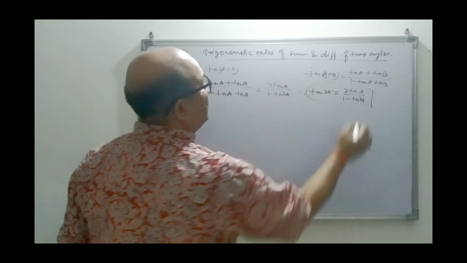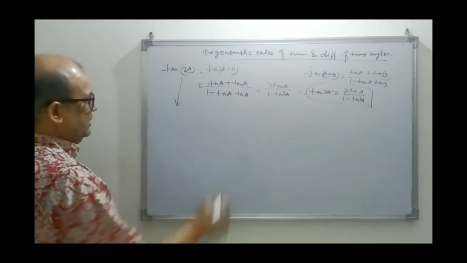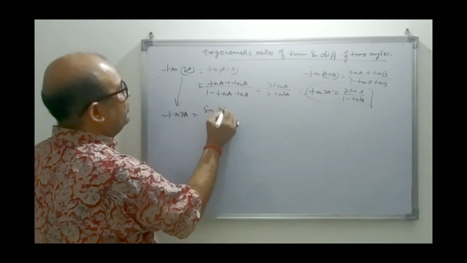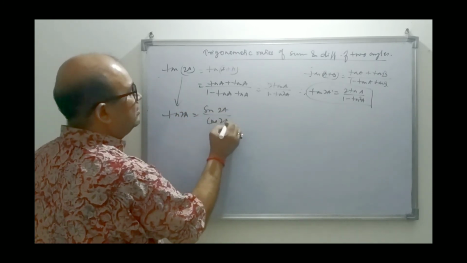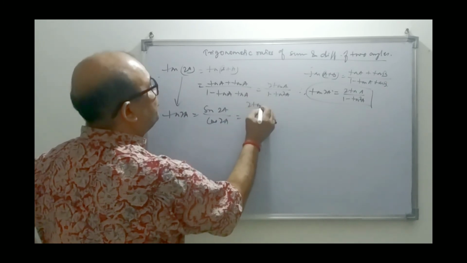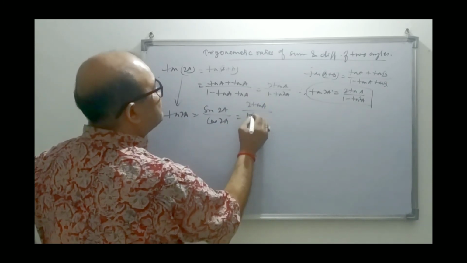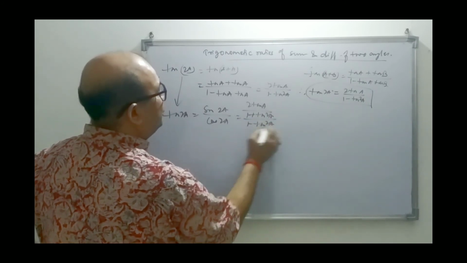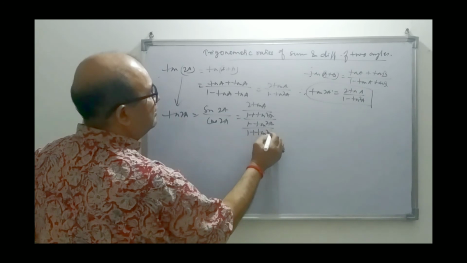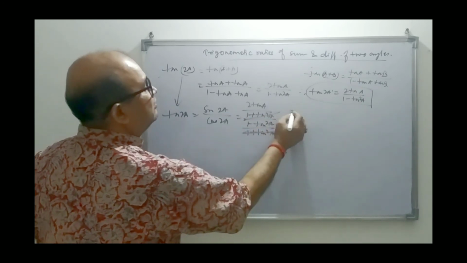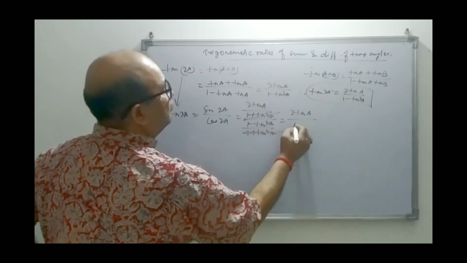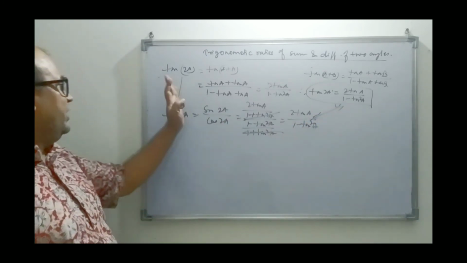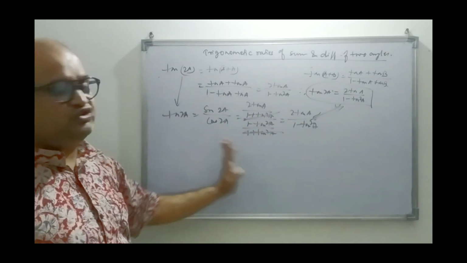This can be proved by another method also. How? See here. Tan 2A, we can write as sin 2A by cos 2A. Sin 2A we know is 2 tan A upon 1 plus tan square A, and cos 2A we know is 1 minus tan square A upon 1 plus tan square A. Same denominator cancelled. So we get 2 tan A upon 1 minus tan square A. Same identities. So we can find the value of tan 2A by these 2 methods.